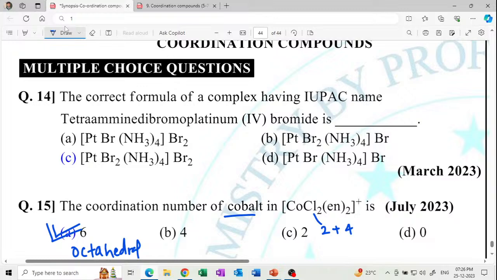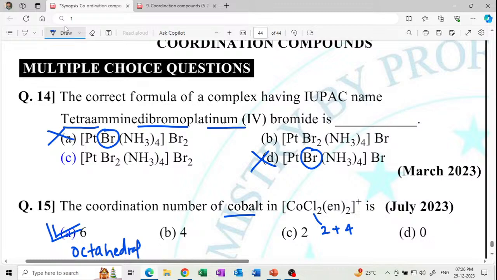Next, the correct formula of the complex having the given IUPAC name. This is a tetraammine, so every option contains the tetraammine. Dibromo. Okay, this is dibromo. This is monobromo, so this option is ruled out. This is bromine, so this option is ruled out. Dibromo platinum bromide. Yes, this is a bromide.